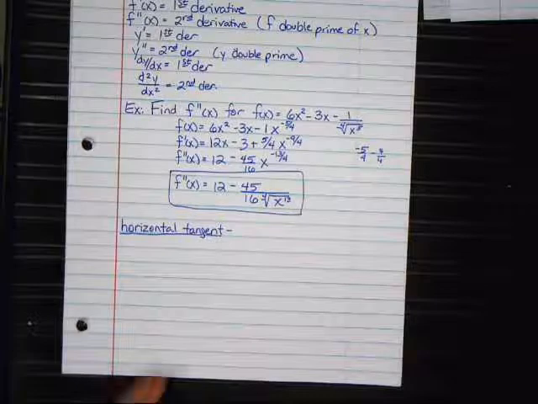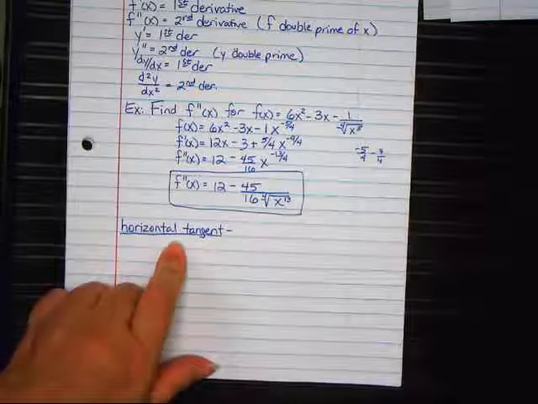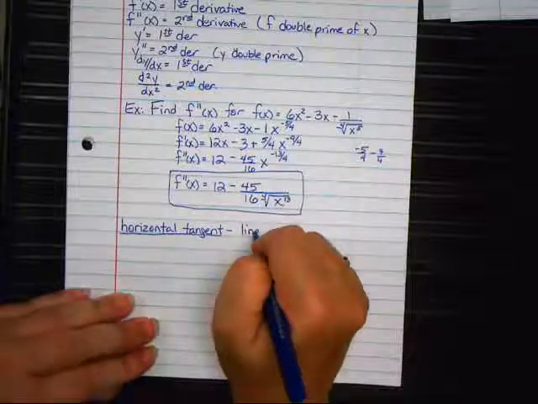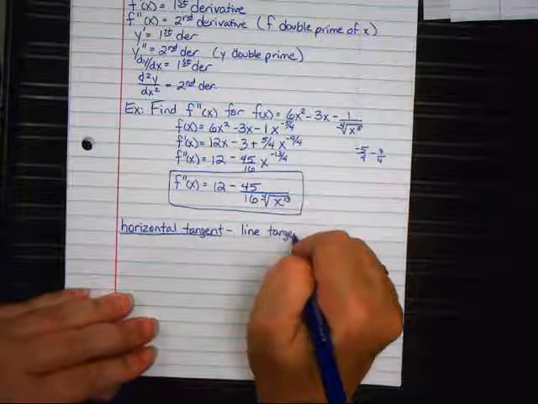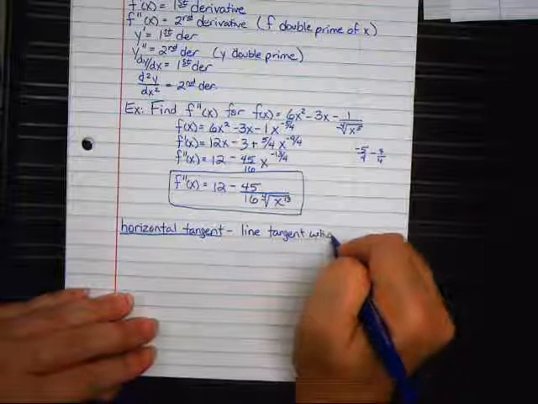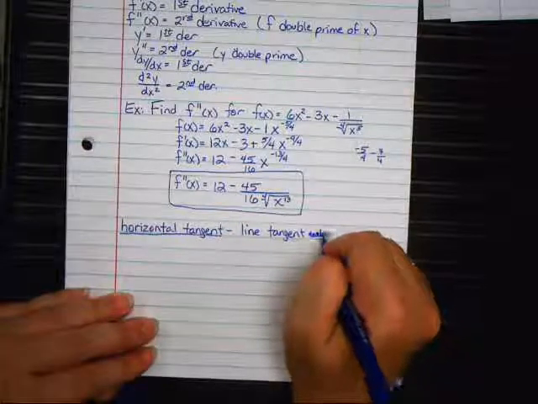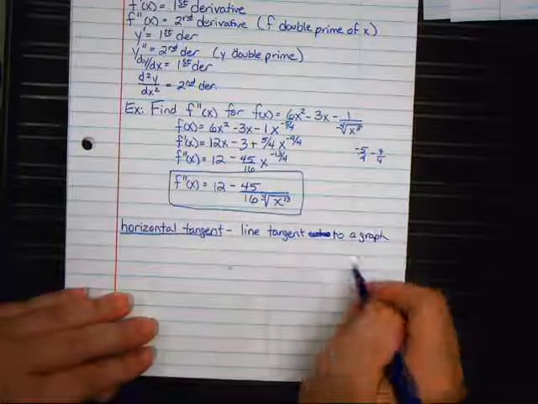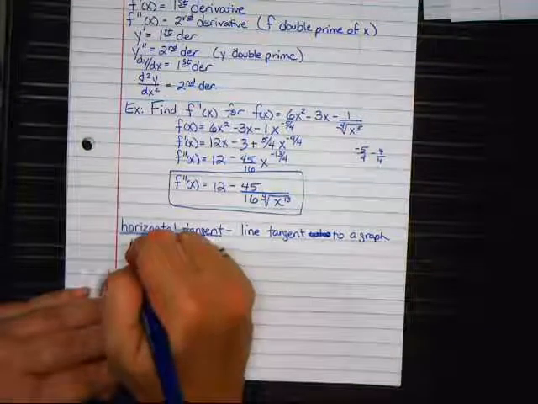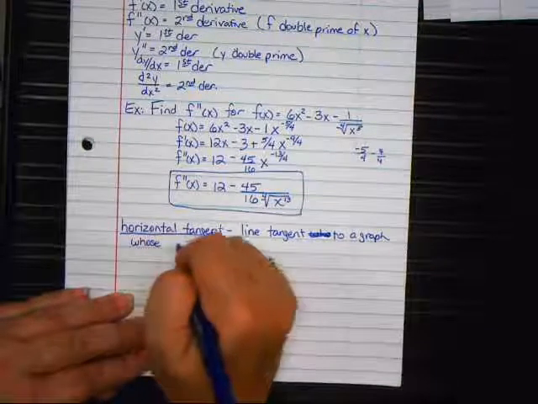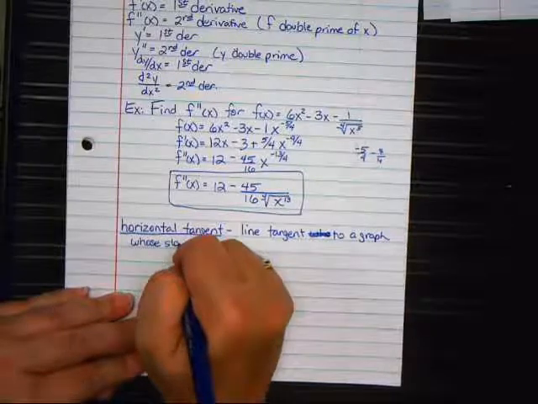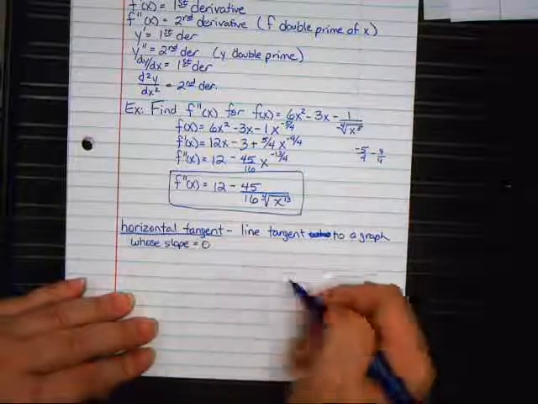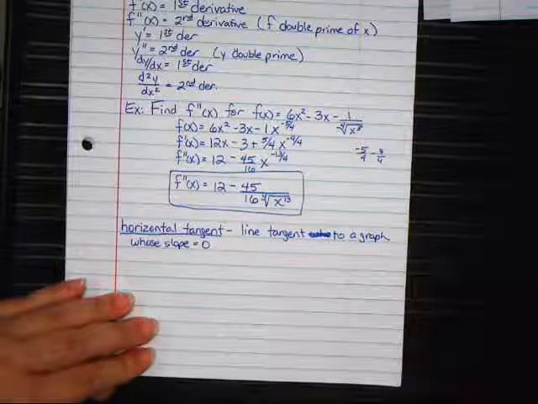So, a horizontal tangent is a line tangent to a graph, tangent to, oops, I messed up, decided to change my notes and then I messed them up. Whose slope, what's its slope? What's the slope of a horizontal tangent line? 0. Is equal to 0. It's a line tangent to a graph with a slope of 0.